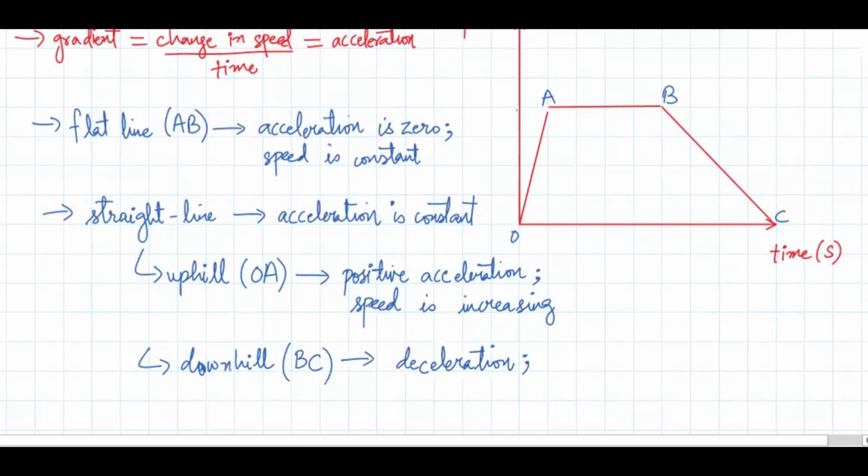For example, if the speed was 80 meters per second here at B, as you go to C, the speed becomes 0. So from 80 meters per second at B, we went to 0 meters per second at C. So we're going downhill, it's deceleration, and the speed is decreased.